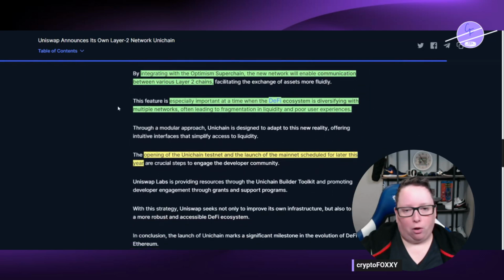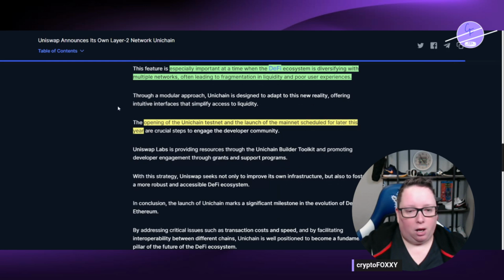But by integrating with Optimism Superchain, the new network will enable communication between various Layer-2 chains, which is especially important at a time when the DeFi ecosystem is diversifying with multiple networks. We're seeing more and more crypto networks coming out of the woodworks. They might be using Ethereum, they might be using other chains, they could be Layer-2s. We have a lot of different roll-ups. So this is leading to fragmentation in liquidity and poor user experiences. So this is their solution for this.